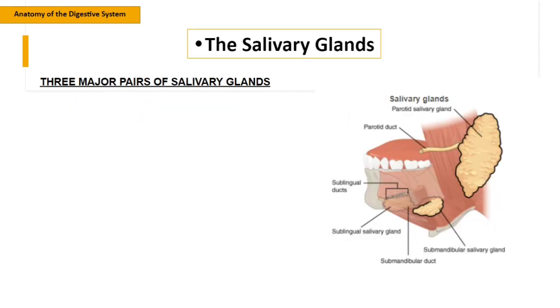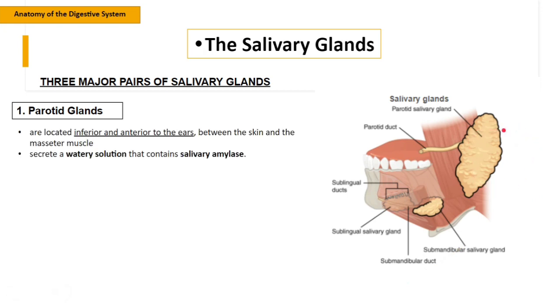Okay, so this is somehow inside the mouth pa rin, the salivary gland. Our salivary glands actually have 3 major pairs that can be found inside of humans. First is your parotid gland. Here is the parotid gland. These are located inferior and anterior to the ears, between the skin and the masseter muscle. It secretes a watery solution that contains salivary amylase. Amylase is actually one of the digestive enzyme that is utilized by the digestive system for digestion process. We will be talking about this later on.